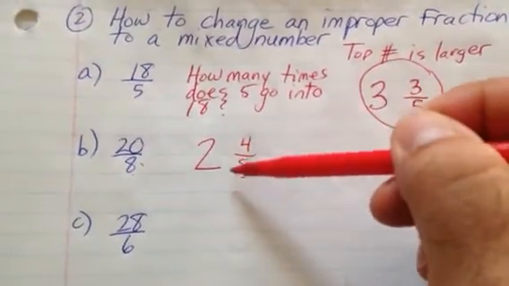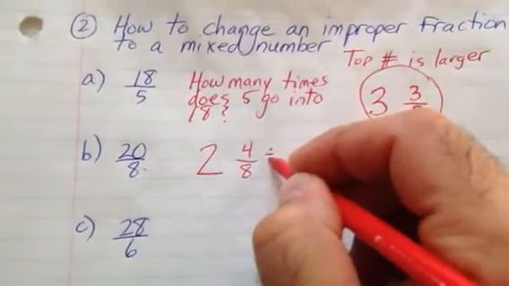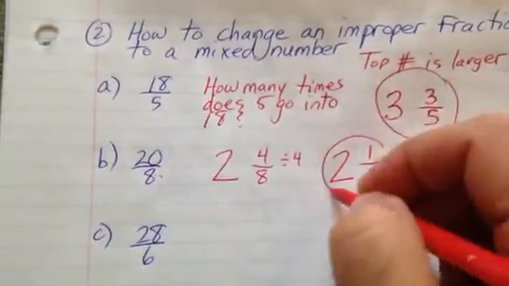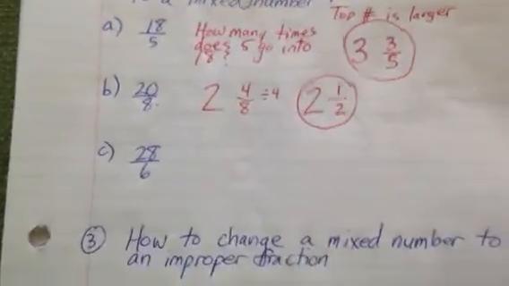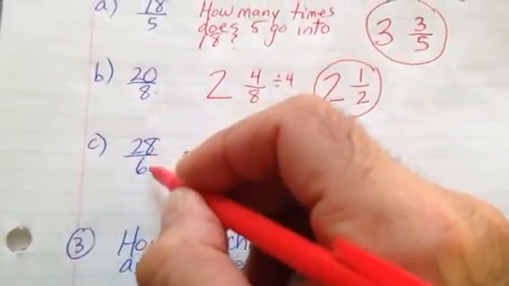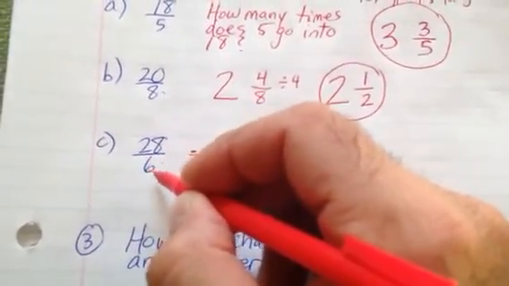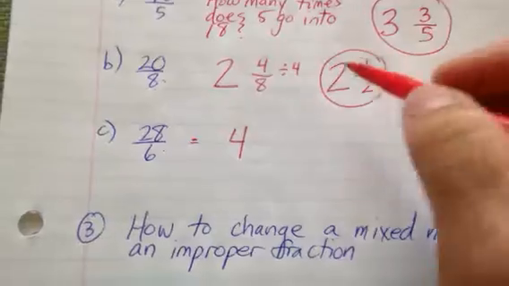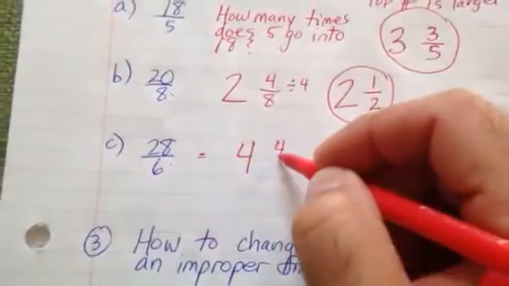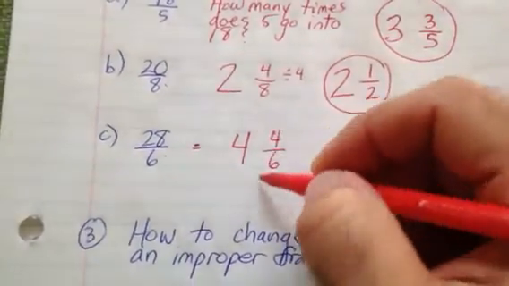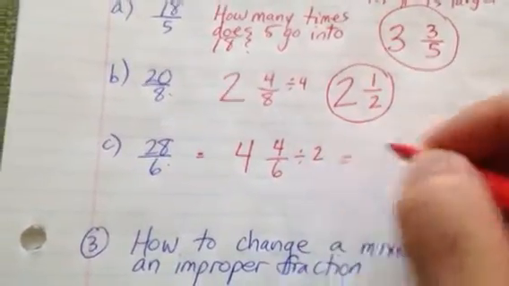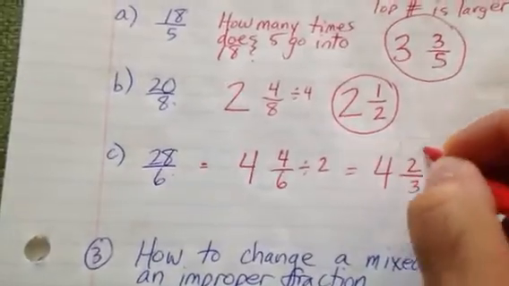And don't stop there, because remember, this fraction can be reduced. We divide both of these numbers by 4. So you get 2 whole and 1/2, which is 2 1/2. Okay. Last example, we have 28/6. How many times does 6 go into 28? 5 is too many, so 4 whole. So 6 times 4 is 24. That means I have a remainder of 4. I keep the same 6 on the bottom. And now I reduce, because both numbers will divide by 2. So we get 4 whole and 2/3.